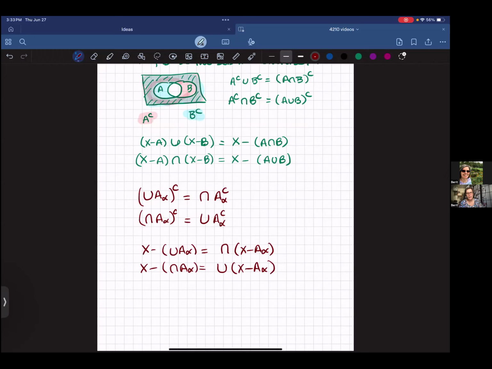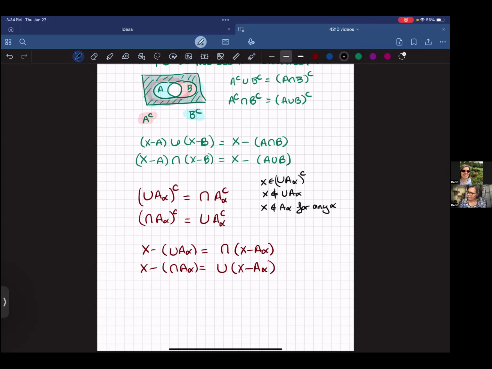And finally, we can sort of think about this in terms of logic. What would it mean to say that X is an element of the union of A alpha complement? So using order of operations, overall, this means X is not in the union of A alpha. To be in the union, you only have to be in one set. So this says that X is not even in one set. So X is not in A alpha for any alpha, because if it was in even one of them, it would be in the union.